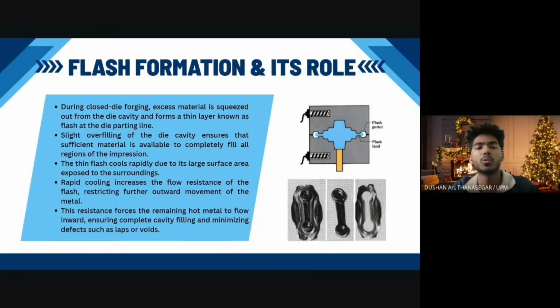Now, when we do closed die forging, there will be flash formation. Flash occurs when excess material is squeezed out of the die cavity at the parting line, forming a thin layer known as flash. For reference, this is what the flash looks like. This is the excess material. This happens because the die cavity is slightly, intentionally overfilled.